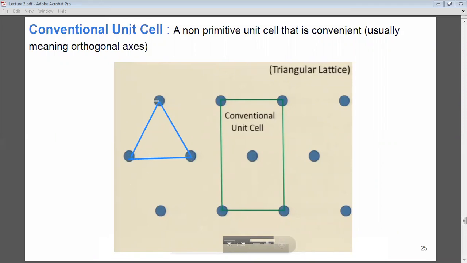the unit cell is triangular, okay? But the triangular unit cells are not conventional. Usually conventional ones are orthogonal ones. So here, instead of taking these triangular unit cells, we take this rectangular unit cell, and it is not primitive because it contains one lattice point and another one, which is the combined sum of these quarters over here.